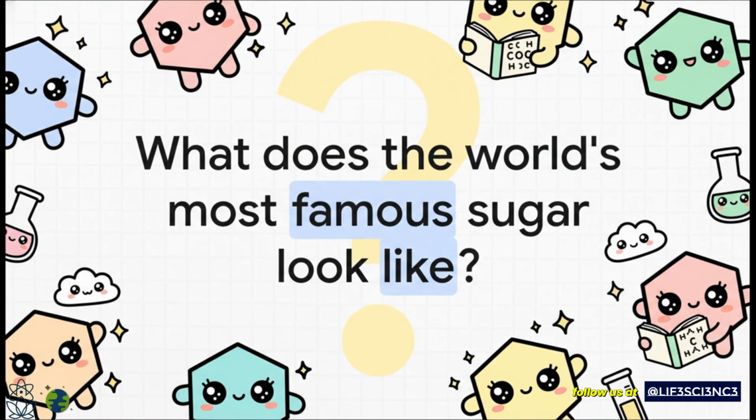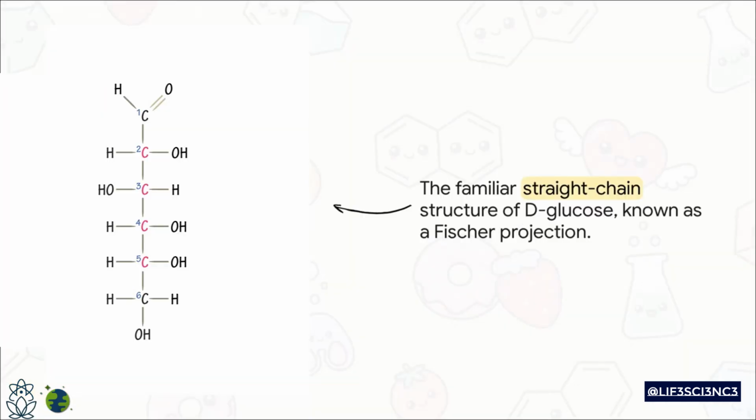So, when I say glucose, what do you picture? Come on, be honest. If you're anything like me, there's probably one specific image from a high school textbook just seared into your memory. Yeah, something like this, right? This straight, open chain. It's called a Fischer projection. And look, it's not wrong. It's a totally fine way to draw glucose. It's simple, it's clean, you see all the carbon atoms lined up in a row.